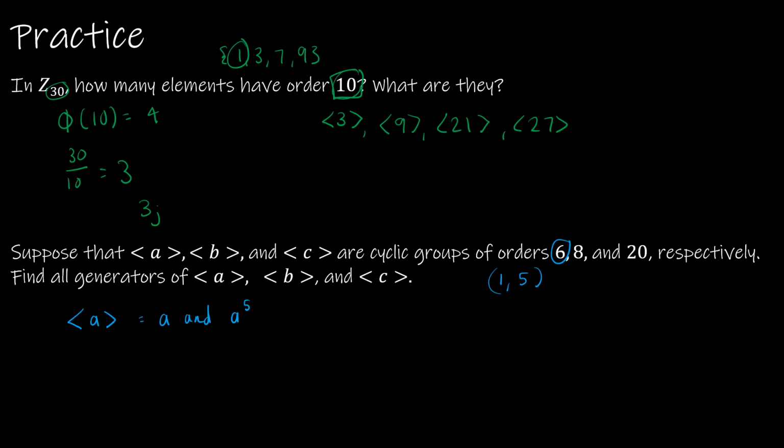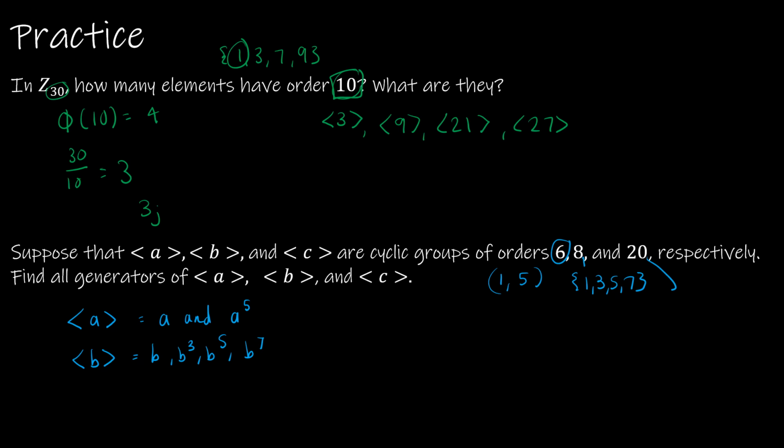What about 8? That would be 1 and 3 and 5 and 7. So the generators of B are, I'm sorry, those should be B's: B, B to the third, B to the fifth, and B to the seventh.